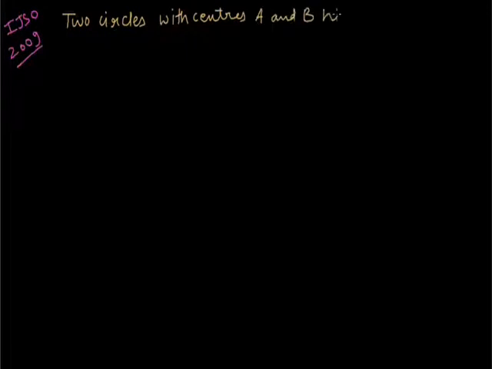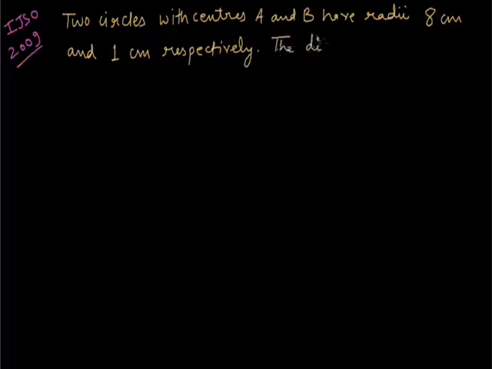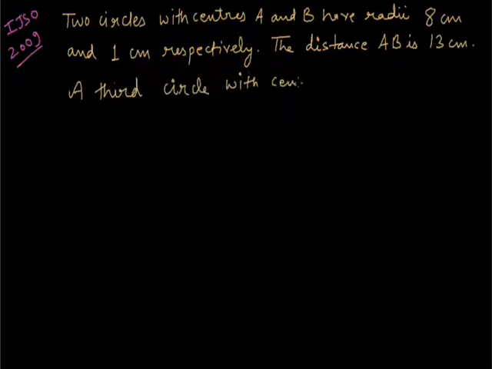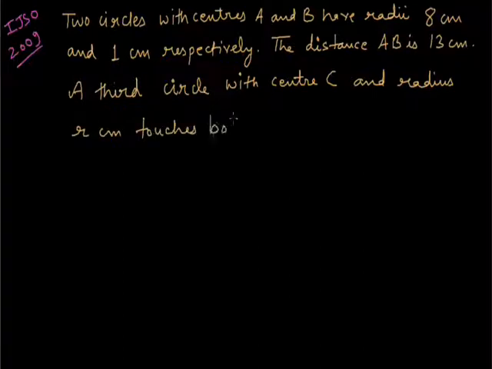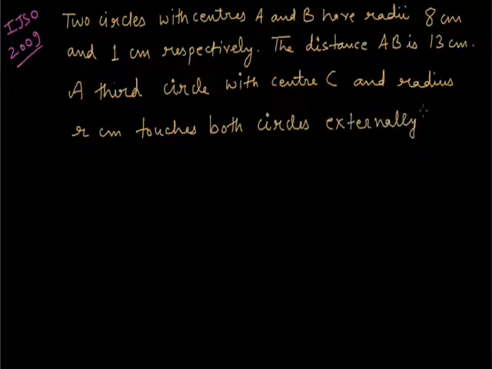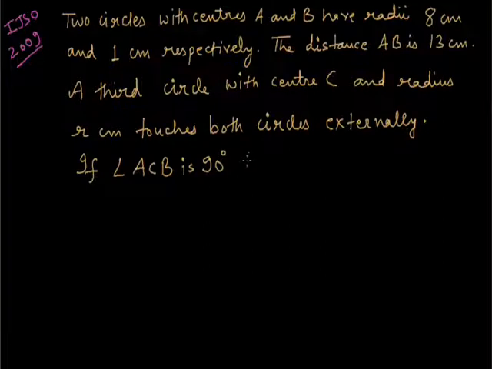This question has appeared in IJSO 2009. What is the question? Let's see. The question is, two circles with centers A and B have radii 8 cm and 1 cm respectively. The distance AB is 13 cm. We are given the distance between the centers AB, which is 13 cm. A third circle with center C and radius R cm touches both circles externally. The last condition given is that if angle ACB is 90 degrees, then find the value of R.